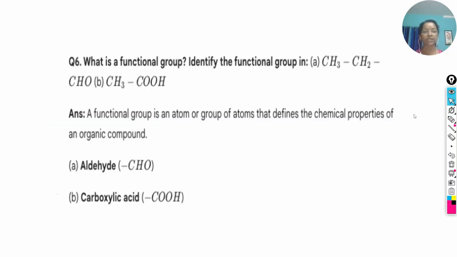Next question is, what is a functional group? Identify the functional group in CH3CH2CHO and CH3COOH. So what is a functional group? The answer is, a functional group is an atom or a group of atoms that defines the chemical properties of an organic compound. That is the definition. Then the functional groups are CHO, aldehyde, and COOH, carboxylic acid.